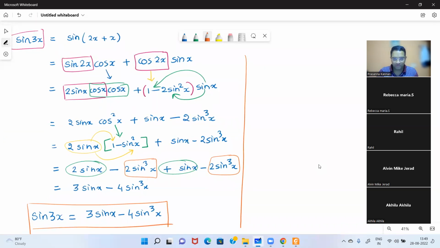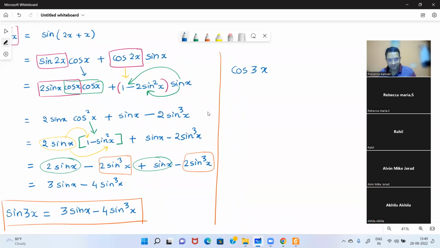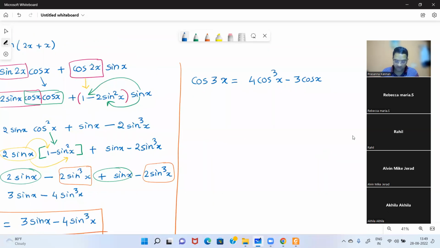Now we look at cos 3x. Very similar formula you'll have. Shall I skip the derivation? Will you be trying it yourself? Yes, sir. Cos 3x can be written as 4 cos cube x minus 3 cos x. What was sin 3x? Sin 3x was 3 sin x minus 4 sin cube x. Exactly.